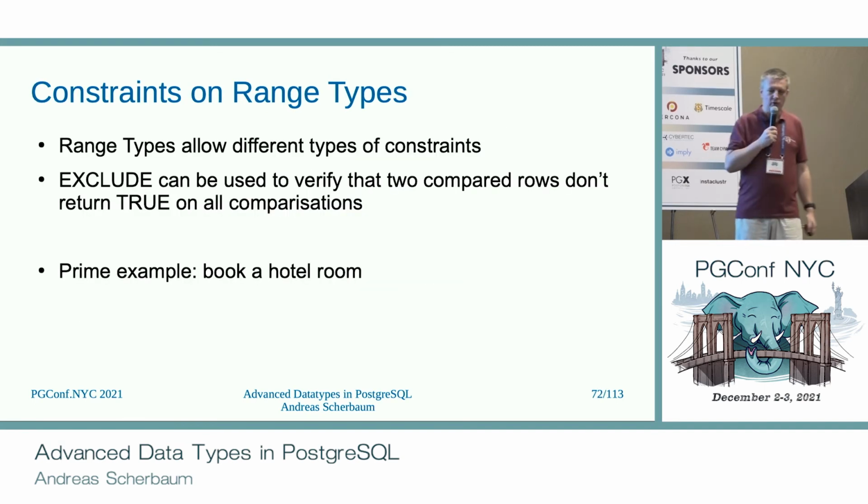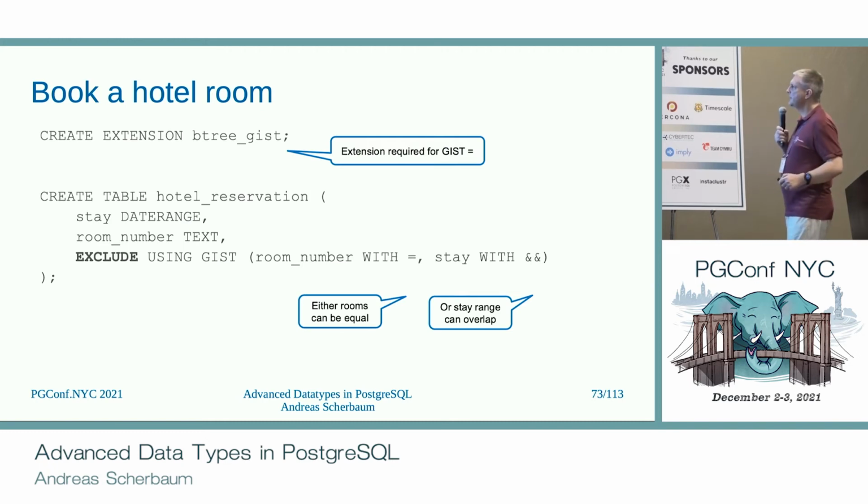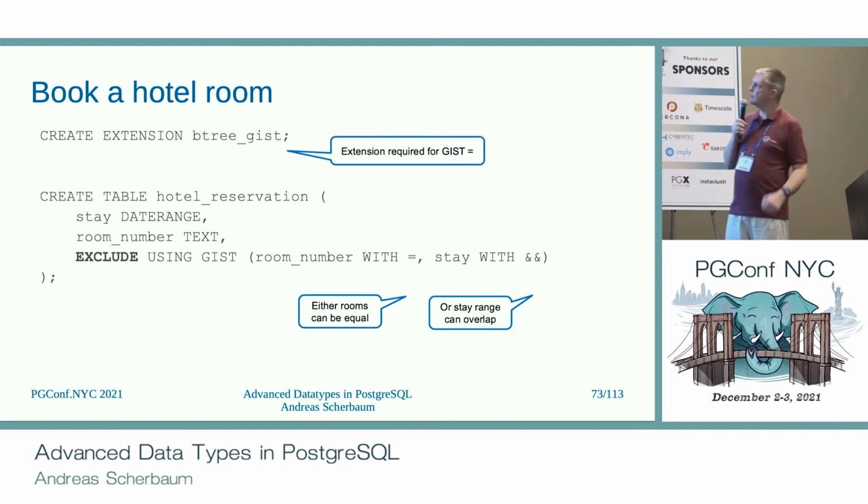Again, I can have constraints on range types. We used them before. A prime example you see quite often somewhere on the internet is booking a room, like a conference room, a hotel room, whatsoever, and making sure that you don't double book your room. How can we do this? We can use an exclude constraint. We need an extension, which is called btree_gist.